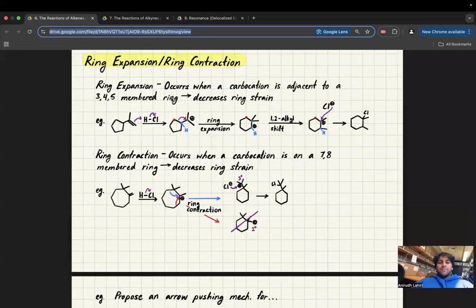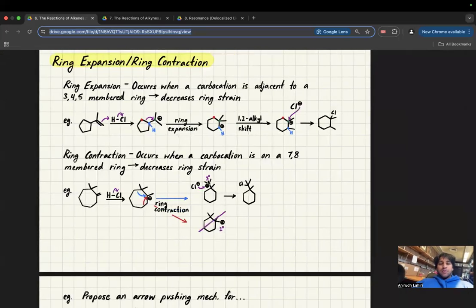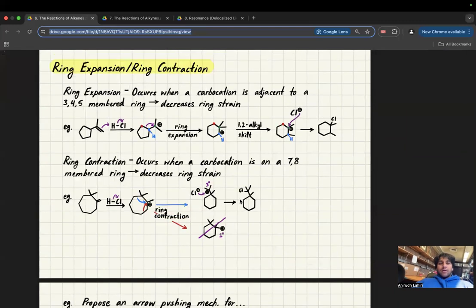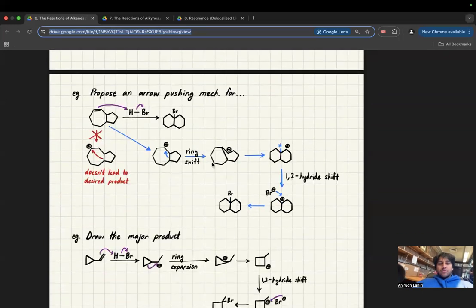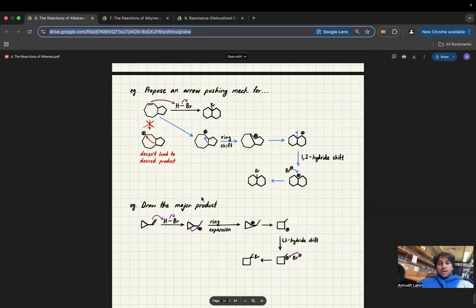But not quite. So ring contraction is on a 7 or 8 membered ring. We do this to decrease ring strain. Okay, so expansion will happen when you have anything lower than 6 and contraction will happen when you have anything greater than or equal to 7, right? So 6 is the optimal number. We'll get ring expansion and contraction accordingly to try to get to a 6 membered ring. One, two, three, four, five, six. Cool. Propose an arrow pushing mechanism, draw the major product, right? So just keep note that we have a 3 membered ring, it expands to a 4 membered ring. We have a 7 membered ring, it contracts to a 6 membered ring.